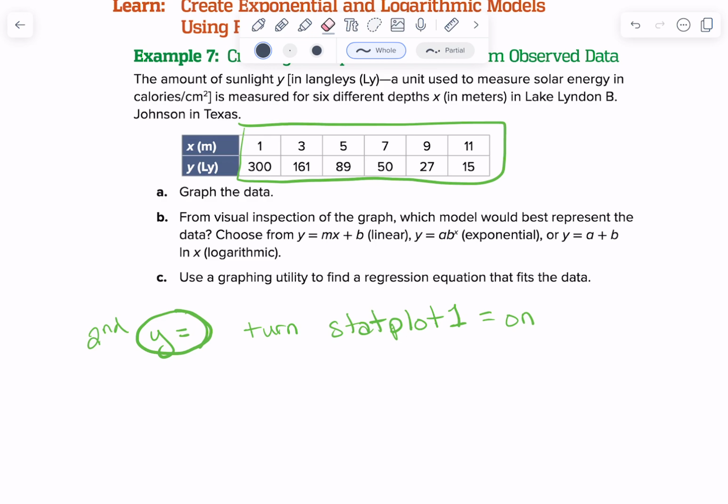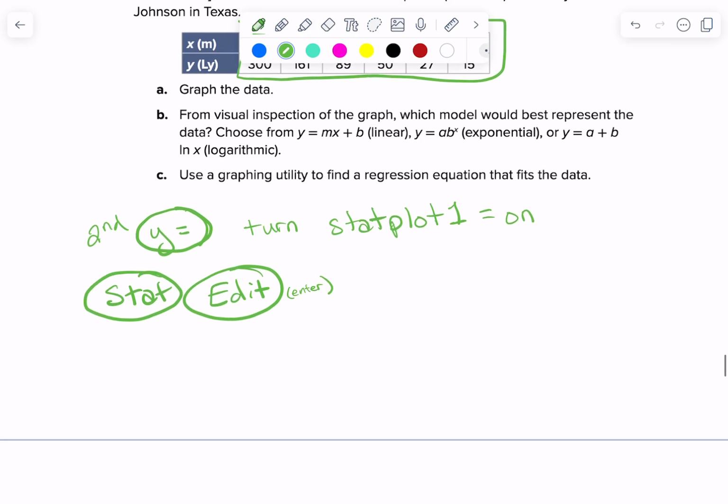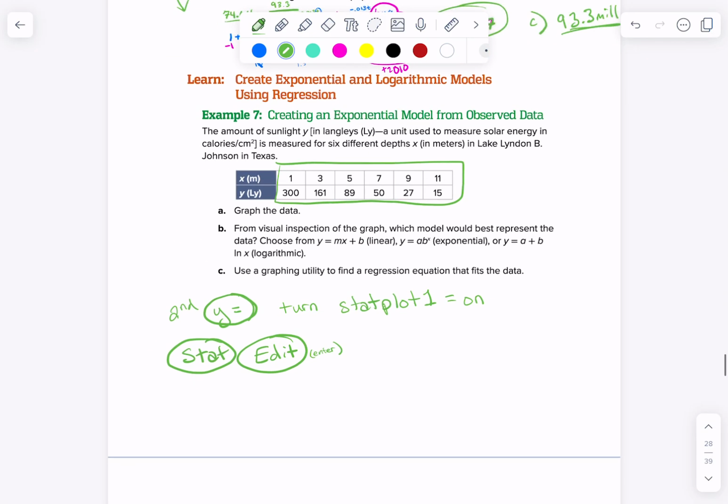Okay. Second step is you go to the stat button. You see where it says stat? It's a button. Stat edit. You might just have to hit enter. It's already on edit. And you get to your list 1 and list 2. You want to clear out your list 1 and list 2, but after you clear them out, you want list 1 to be 1, 3, 5, 7, 9, 11, and you want list 2 to be 300, 161, 89, 50, 27, 15. All those good things.